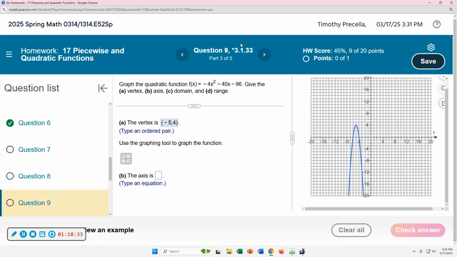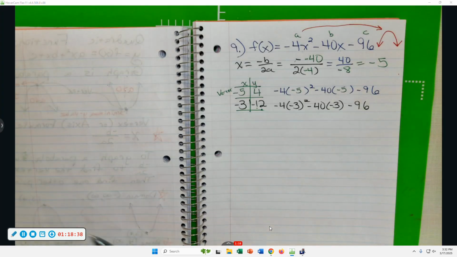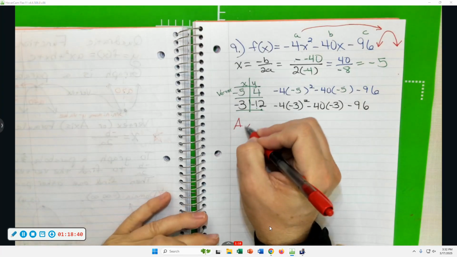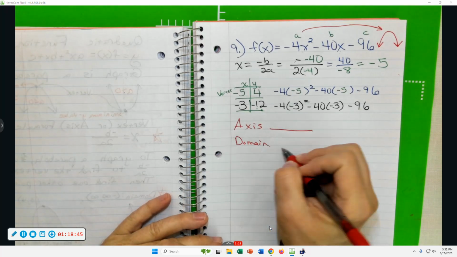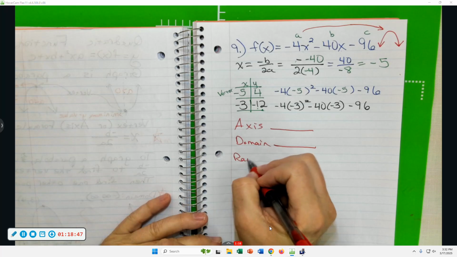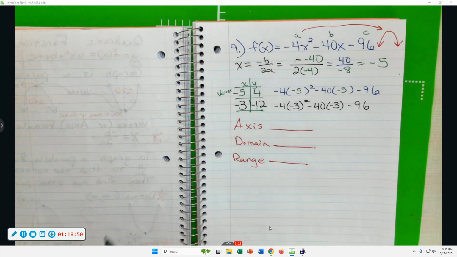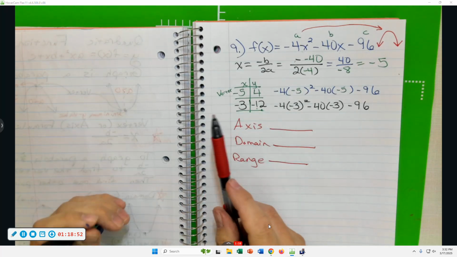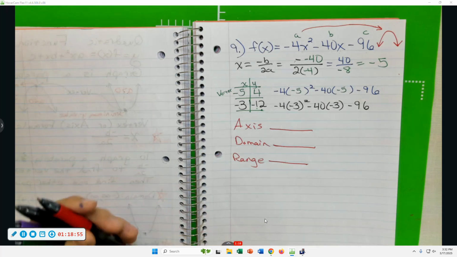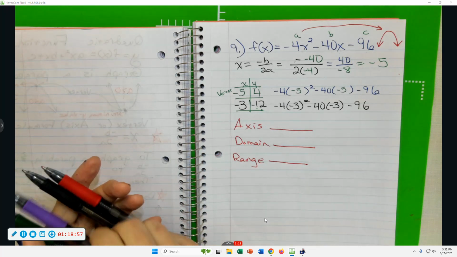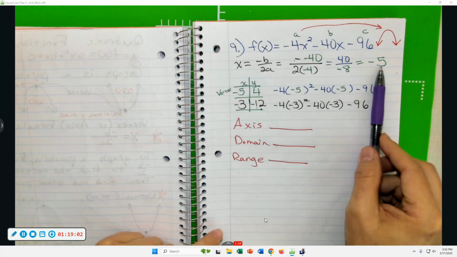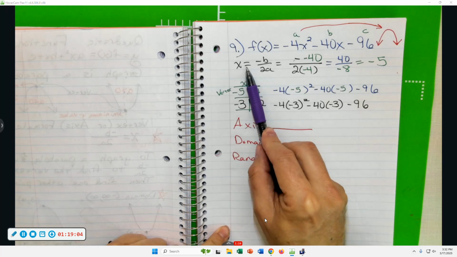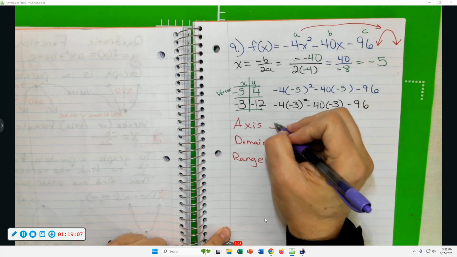Okay. Now we still need, don't you just love these problems with all these different parts? We need the axis, the domain, and the range. The axis is a vertical line, and when we were graphing vertical lines, we said vertical lines are always in the form x equals a number. So it's not just negative 5, it's x equals negative 5 that you're going to have to type in.